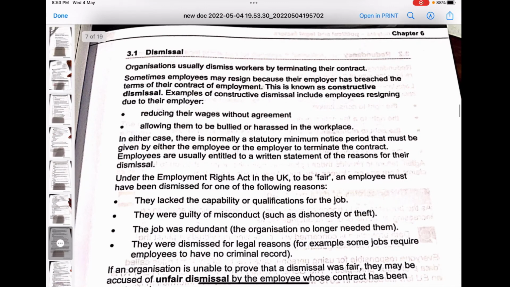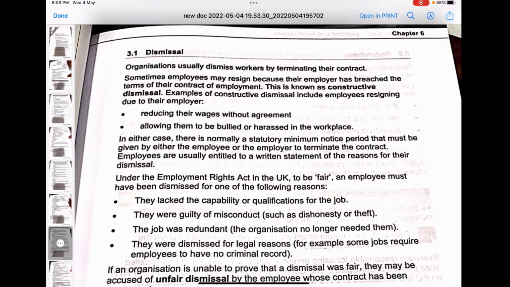Dismissal. Organizations usually dismiss workers by terminating their contract. Sometimes employees may resign because their employer has breached the terms of their contract of employment. This is known as constructive dismissal.